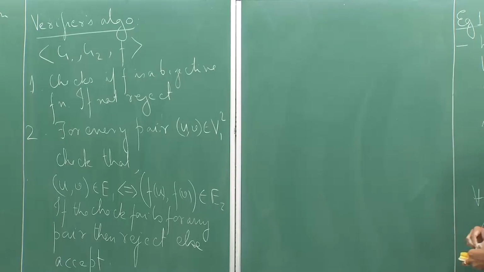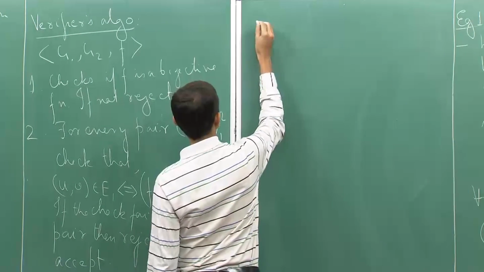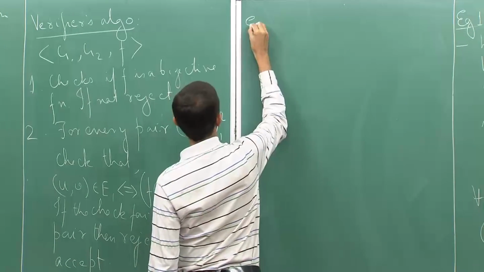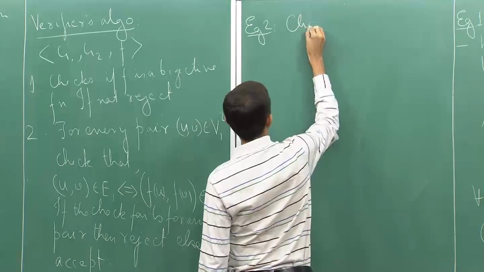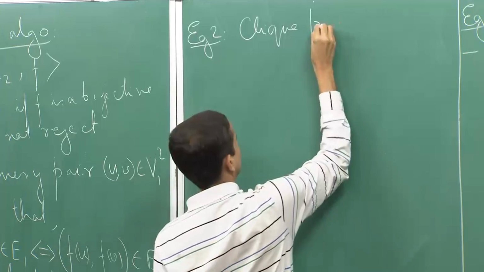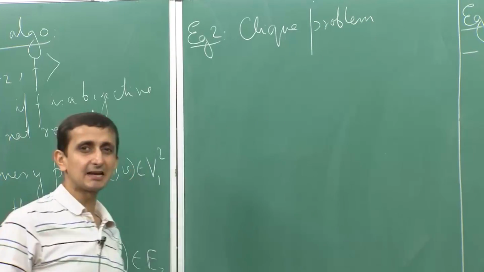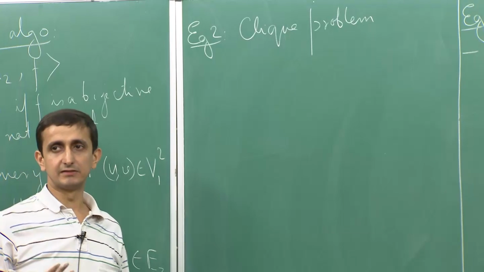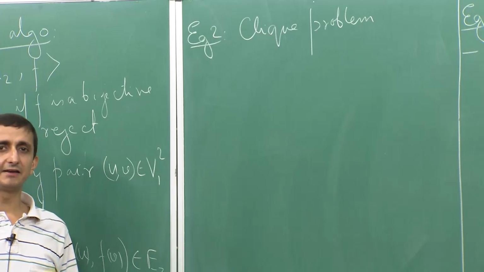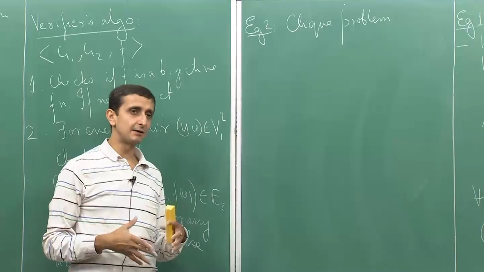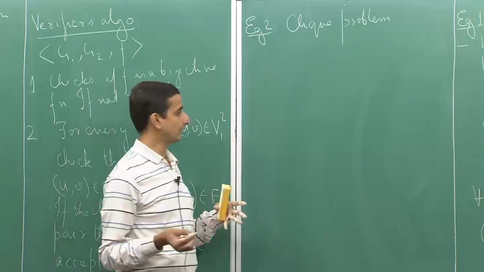Okay. So, let us look at another example. This is known as the clique problem. Okay. So, a clique is a complete graph on some vertices. Okay. So, that is the definition of a clique, and we say that a graph has a clique of size k if there are some k vertices in the graph which forms a clique. Okay.